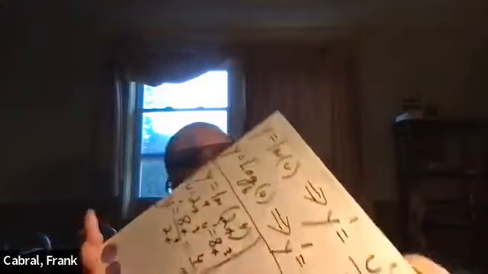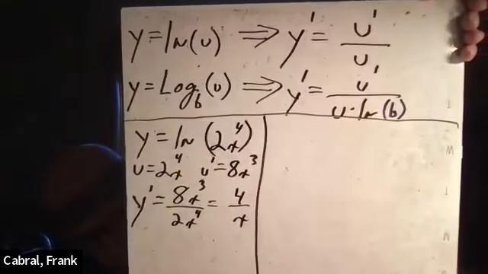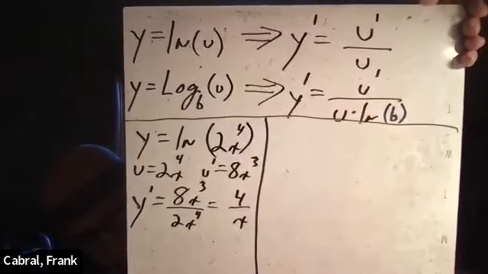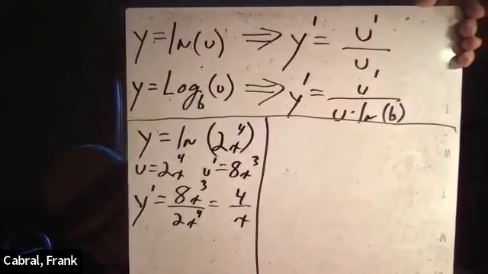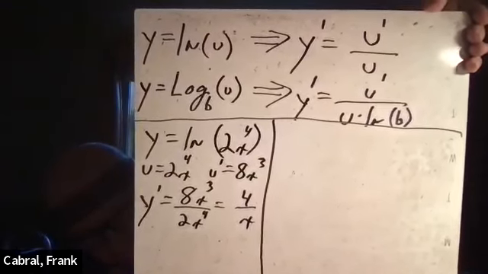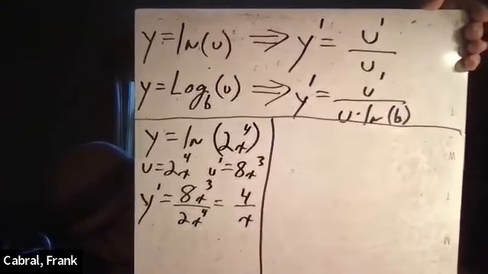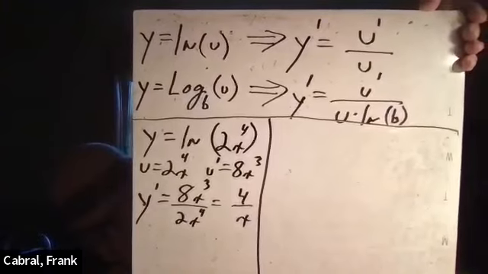All right, let me show you this. Again, notice that I am taking the time to show you what the chain rule is in terms of u. U is equal to the 2x to the fourth. And of course, we need u prime in the formula. So it's just plug and chug and reduce.